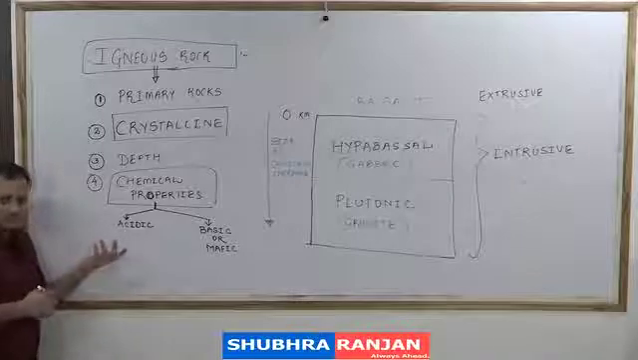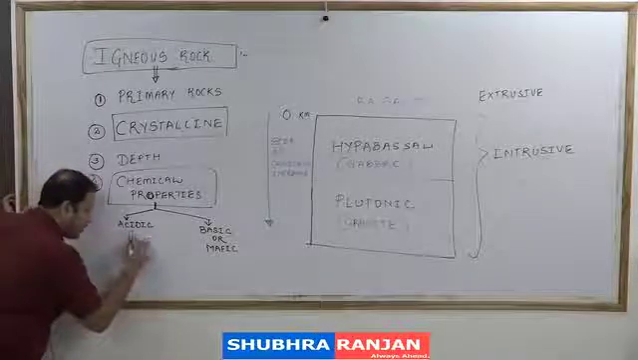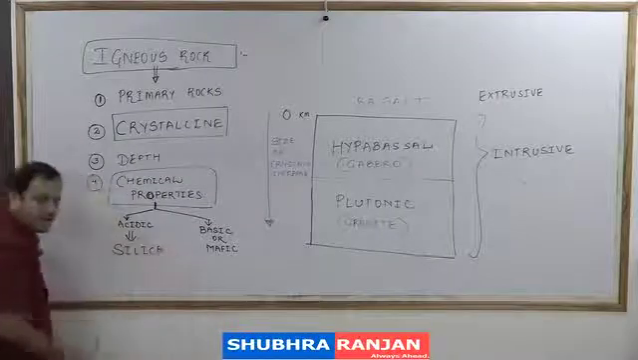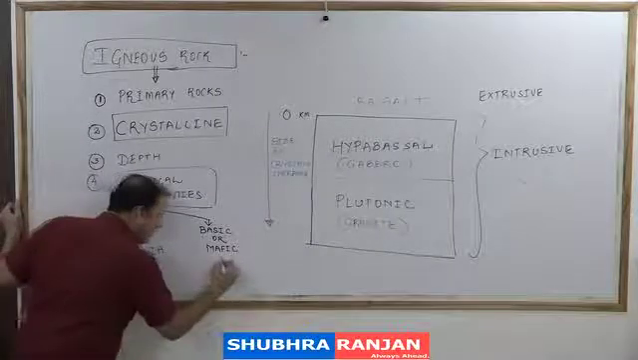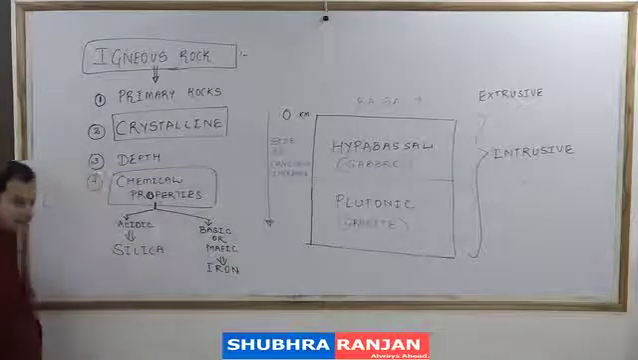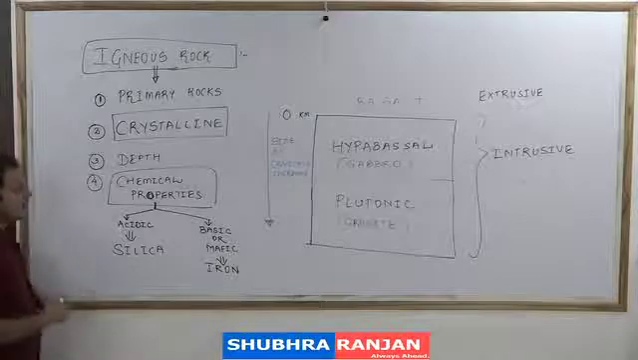So you already know this. It has more what? Silica. Therefore lighter in color. It has more iron and magnesium. Therefore it is a little darker in color.